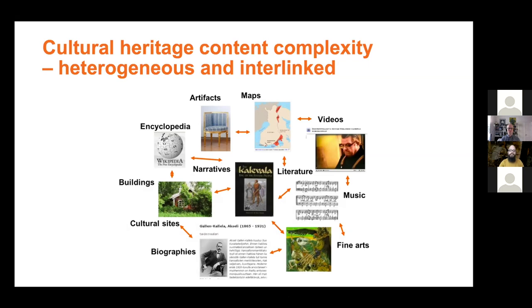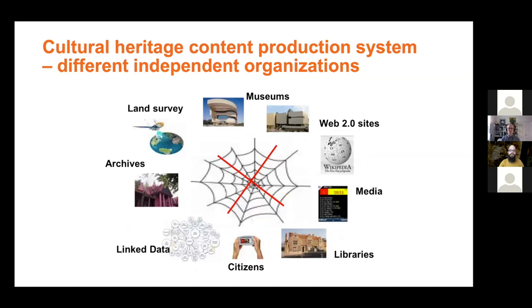Another characteristic of this field is that these different data contents are produced by different organizations. So for example, museums, galleries, archives, libraries, citizens even, land survey organizations. All of these different organizations naturally have their own systems to publish the data and their own ways to organize the data. And what it means from a research perspective is that it is quite difficult to picture all these different data sets unless we somehow describe them in a machine processable way so that computers can help the human in this process.